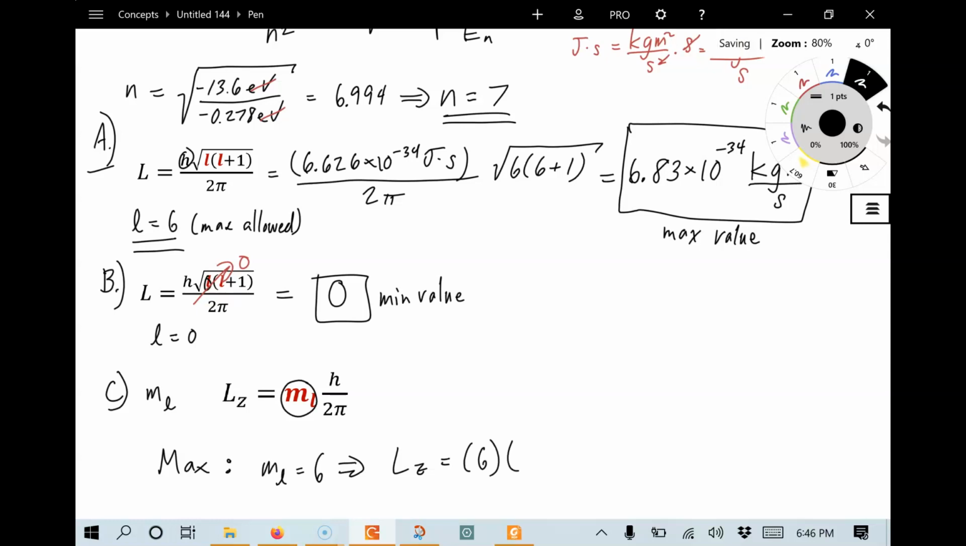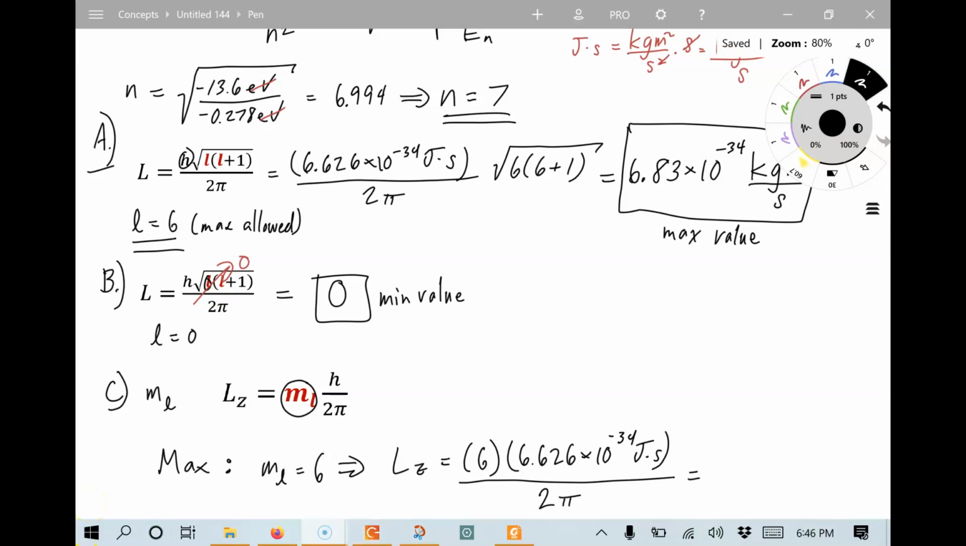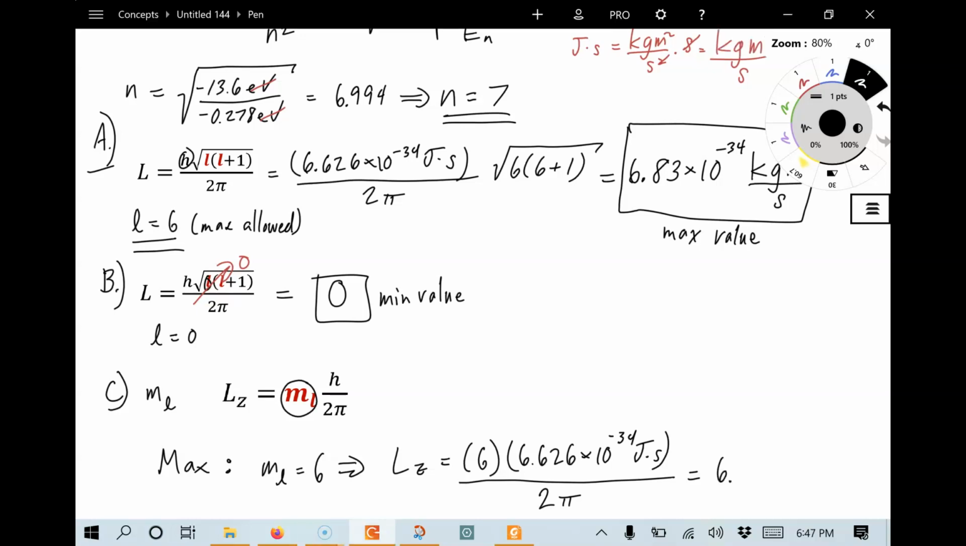Planck's constant. Again, I've got to use the standard SI units here, since this is our angular momentum. And then divide by 2 pi. That gives us a value of 6.33 times 10 to the minus 34th kilograms meters squared per second.